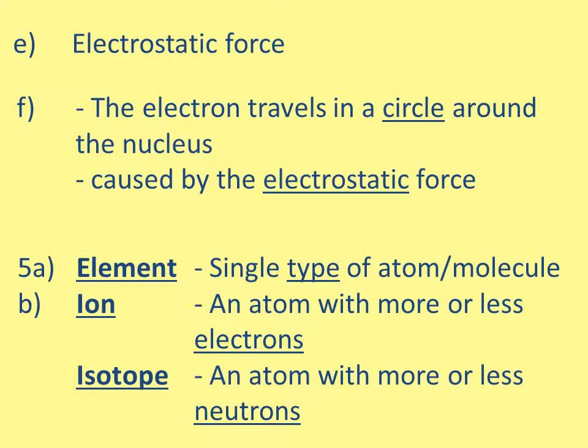Question 5. An element is a single type of atom. Now, that doesn't mean it's a single atom, but only one type of atom is important. So if it only has carbon atoms, then it will be an element. As soon as it has some oxygen and carbon together, that's no longer an element. So that will either be a mixture or a compound. Question B. An ion is an atom with more or less electrons. And an isotope is an atom with more or less neutrons.